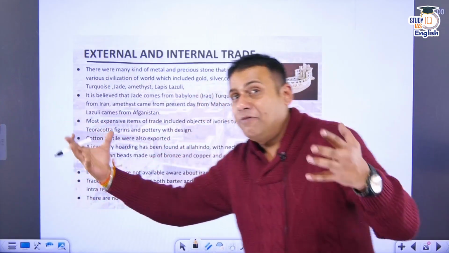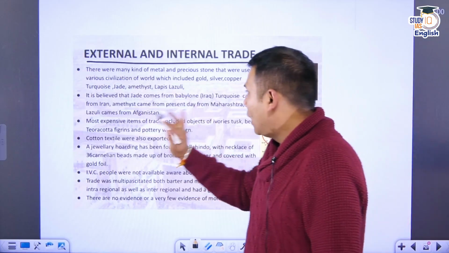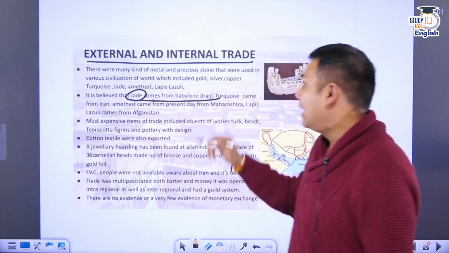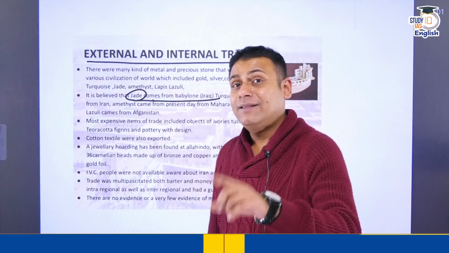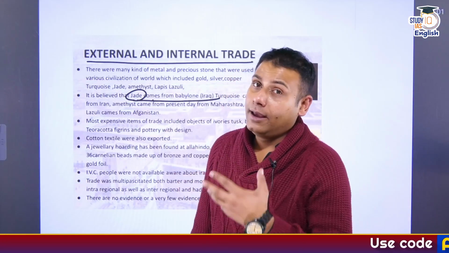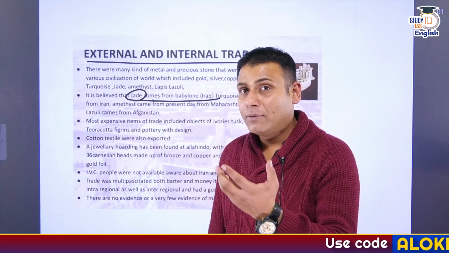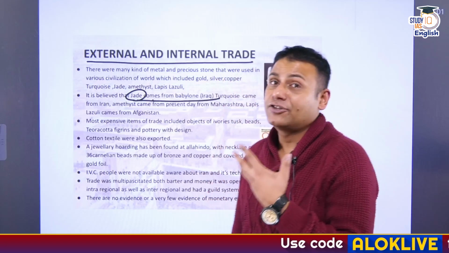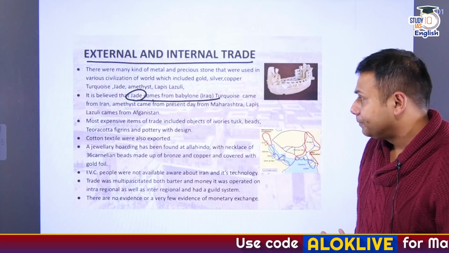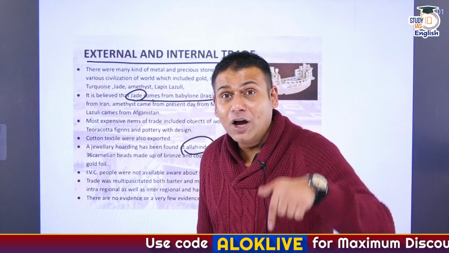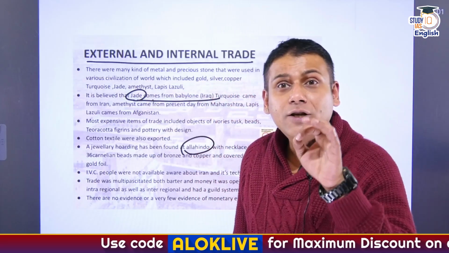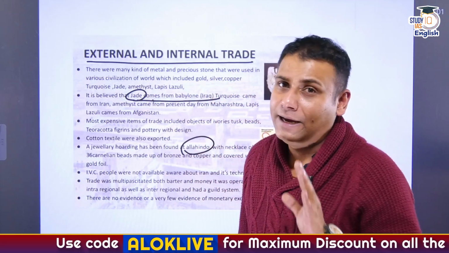Correct? A few examples: there was a gemstone called jade that came from Babylon, Iraq. Turquoise came from the region of Persia, Iran. Apart from that, amethyst came from the region of Maharashtra itself. Okay? Now, there is a site called Alahdino, which we discussed right now, the smallest Indus Valley civilization site.